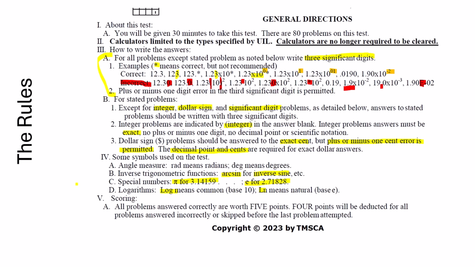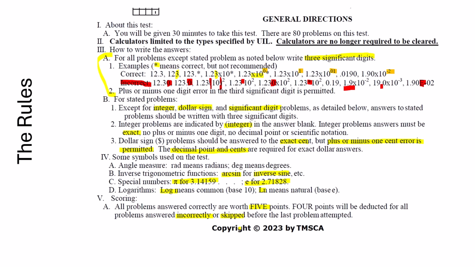Now, all problems answered correctly are worth 5 points. 4 points will be deducted for all problems answered incorrectly or skipped before the last problem. So one thing that's different from middle school and high school is high school, it is worth 5 points, but we actually only deduct 2 points in the high school. So one of the things you want to be careful about is notice if you get it wrong or if you skip it, it counts against you. So do not jump to the back of the test, all right? So look at your problem numbers when you're working on these.